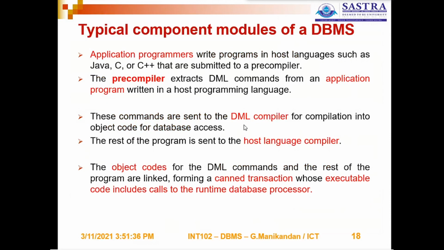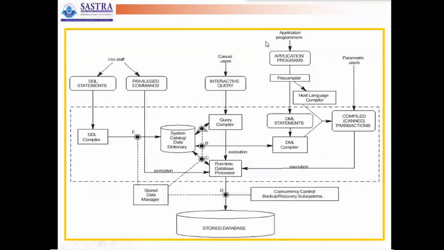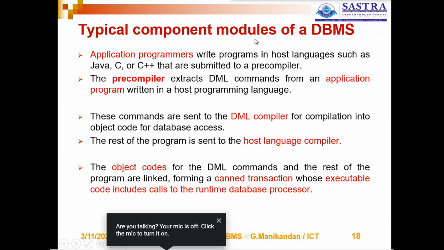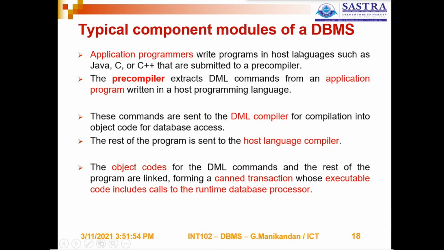Next is the application programmer. Application programmers interact with the database using an application program, or they will interact using a high-level programming language. Usually application programmers use high-level languages like Java, C or C++ to develop the programs. They develop the program and submit it to the pre-compiler.